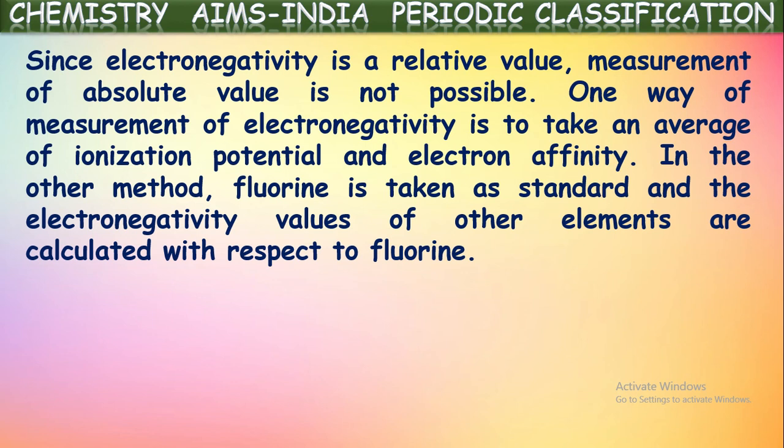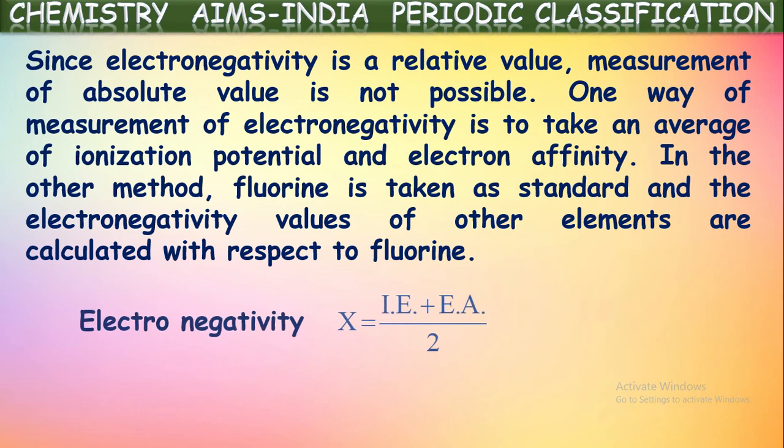So one way of measuring electronegativity is to take an average of ionization potential and electron affinity. Actually, electronegativity is a tendency or behavior of an element, so an exact measurement is not possible. One way we can calculate or compare this is by taking the average of the ionization potential and electron affinity of that atom. So we can use this formula: electronegativity of an element X is equal to (ionization energy plus electron affinity) divided by 2. The average of these two will be taken as the electronegativity for that element.